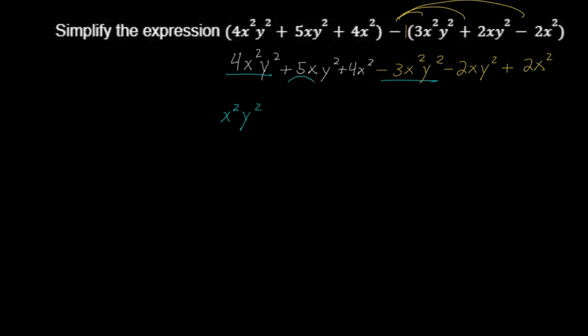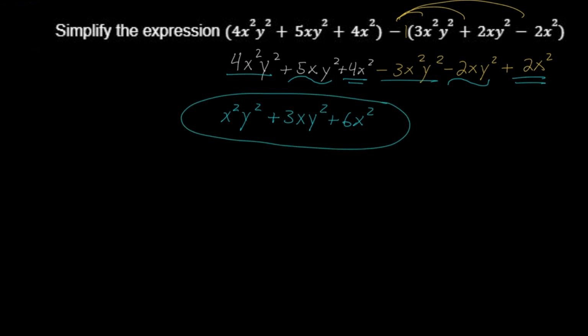In the next term, I have xy squareds, so I'm going to look for other xy squareds, which I have right here. So we have 5 minus 2, which is a positive 3xy squared. Remember, when you're adding and subtracting, exponents do not change. Next, I have a 4x squared. I also have a 2x squared, which gives me a total of 6x squared after combining like terms. And it looks like I combined all the terms that I had, so this would be our final answer.